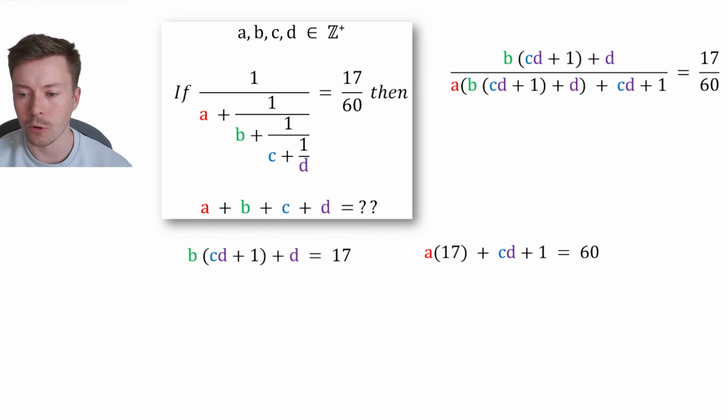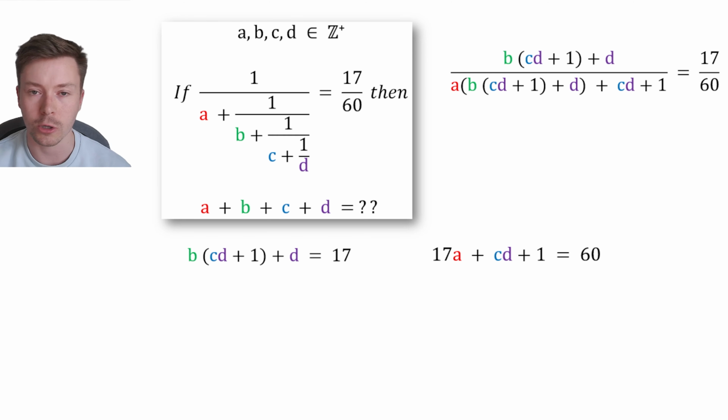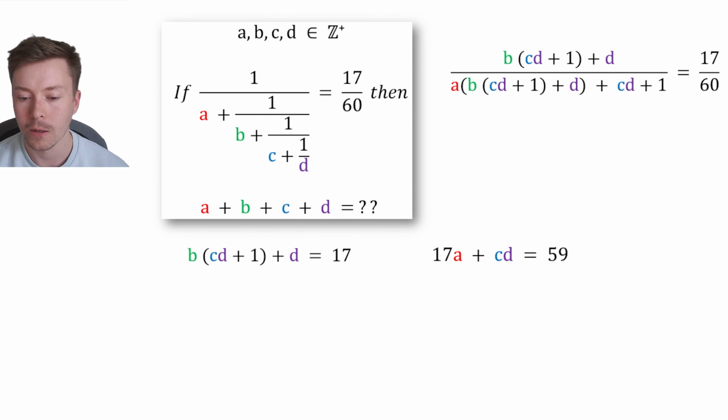Okay, now I'm going to write that in the usual way and tidy that up. So 17a rather than a bracket 17. And at this point I want to just take away the 1 because it will make it easier, wouldn't it? So take away the 1 from both sides and I get 17a plus cd equals 59.